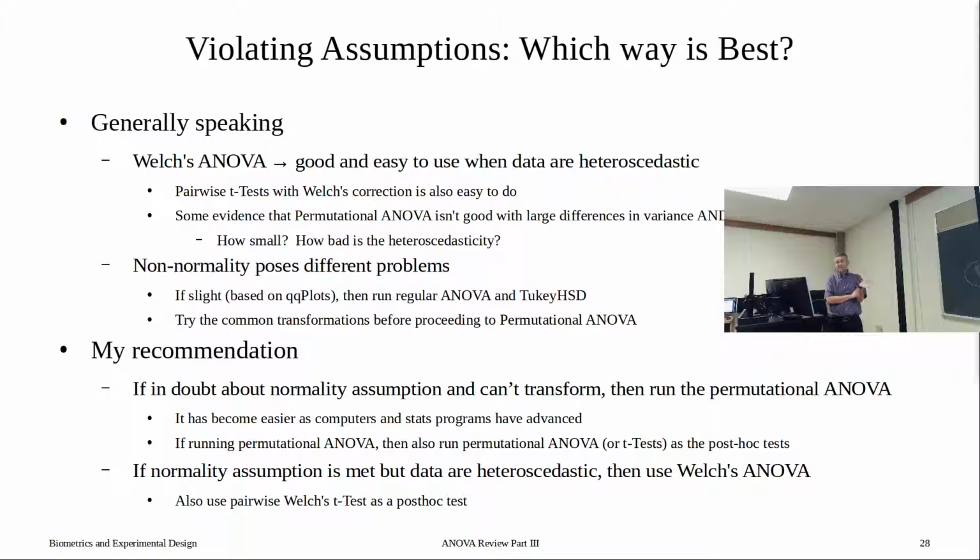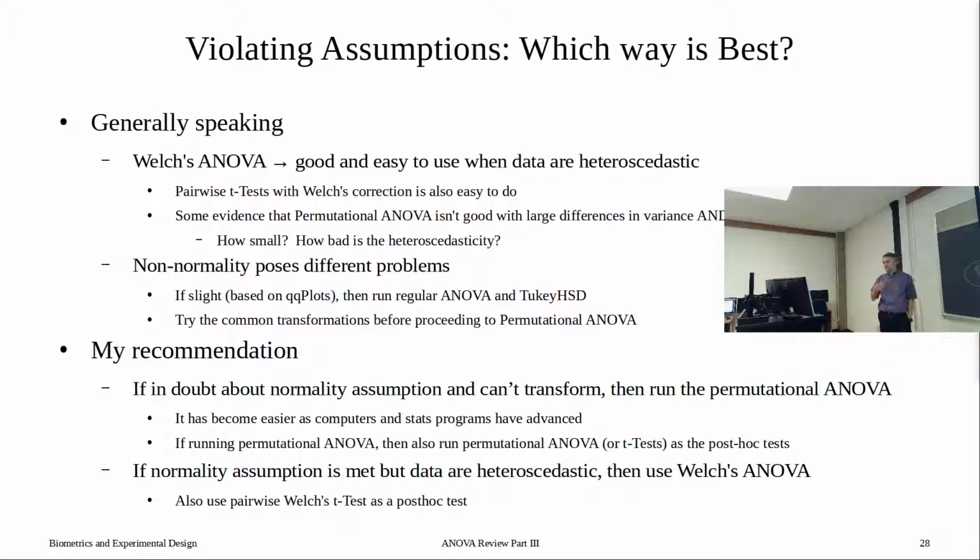The question is, how small do our sample sizes have to be, and what is our limit as far as how much of this heteroscedasticity we allow? Good question. I wouldn't worry too much about it, because if you can run Welch's, just run Welch's. Non-normality poses different problems.